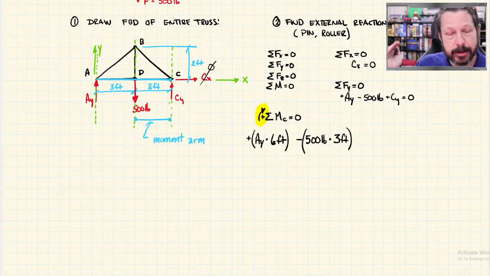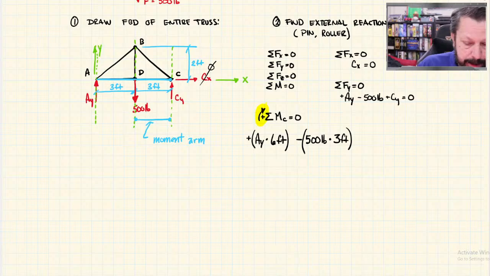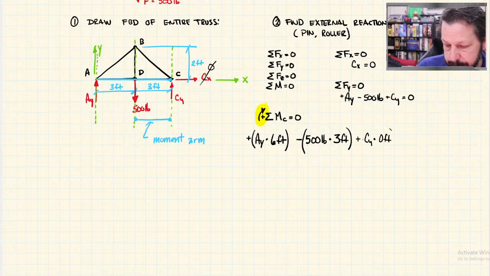That's the same I was talking about earlier, trying to open a door by pushing on the hinge. It doesn't open or close the door at all. It doesn't do either one. So if you wanted to write it in your equation, you could write plus CY, but it's times 0 feet. So it zeroes that out.